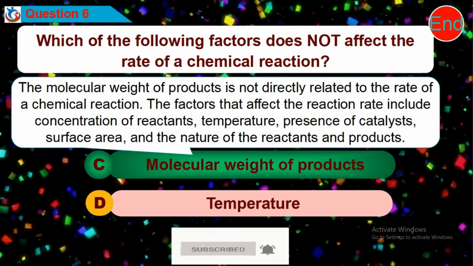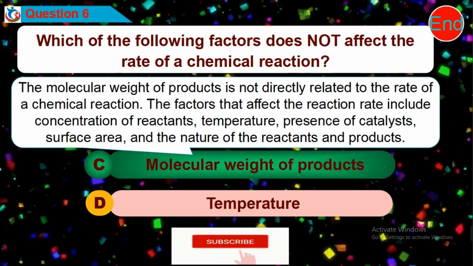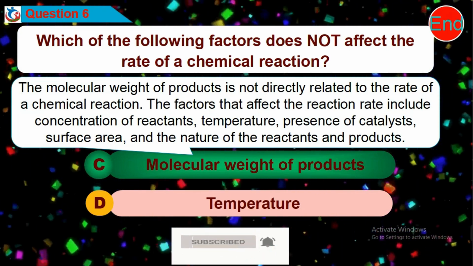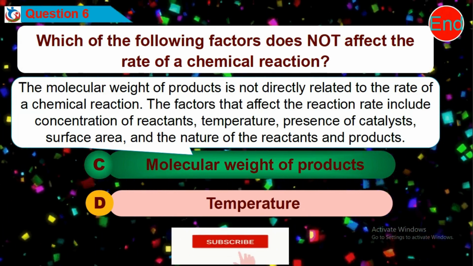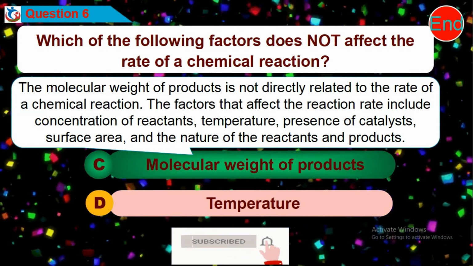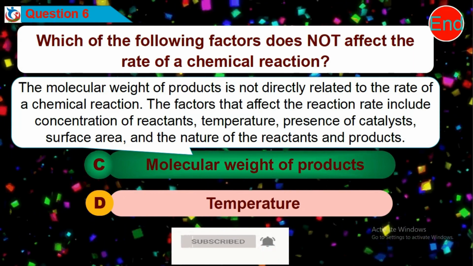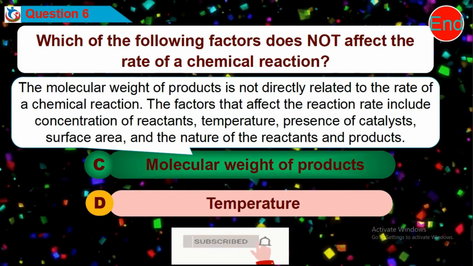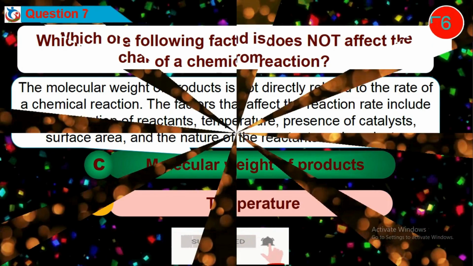The molecular weight of products is not directly related to the rate of a chemical reaction. The factors that affect the rate of a reaction include concentration of reactants, temperature, presence of catalyst, surface area, and the nature of the reactants and products.